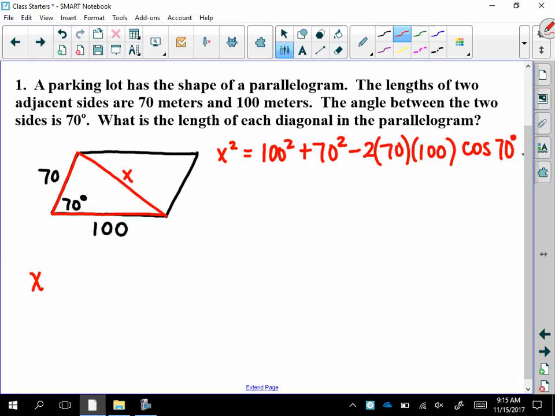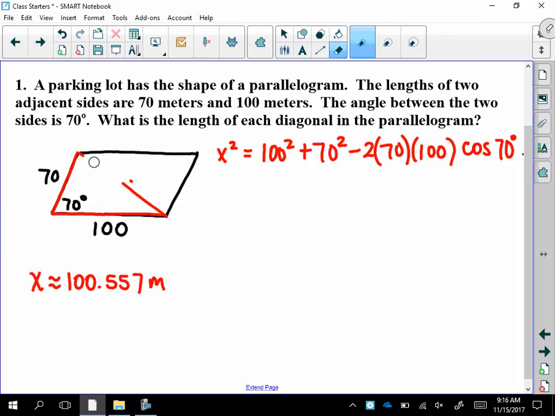And what's one diagonal? 100.57. All right, everybody in agreement with that? And our units are meters, so we want to make sure we label that. And then we'll work on the other diagonal because I believe it wants us to find the length of each diagonal. So that diagonal would be this right here. That one, y.